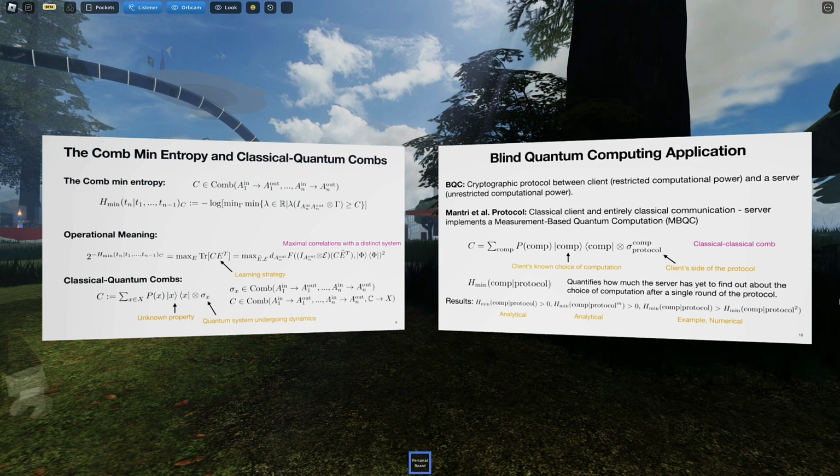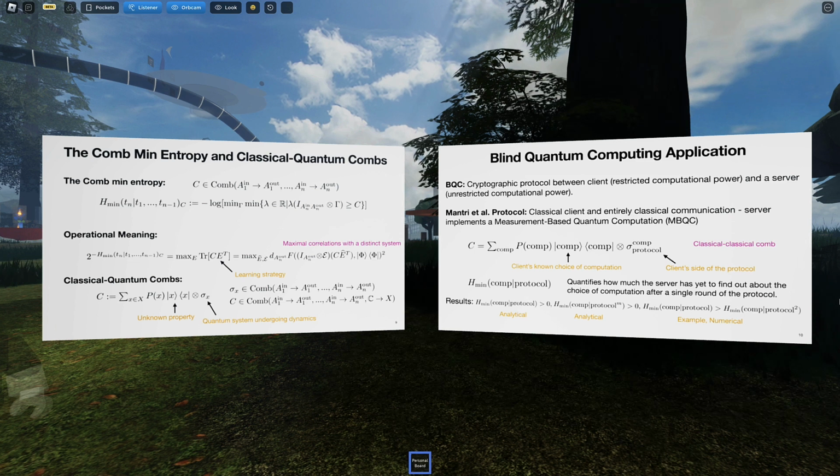I'm now looking at the bottom of the slide. This is one of the main things we look at in my research project, where we're aiming to learn some property x by interacting with sigma x. Sigma x represents our quantum system undergoing dynamics, and the variable x represents this unknown property. So I said right at the start, the broad aim of this work is to learn about the unknown property by interacting with the quantum system.